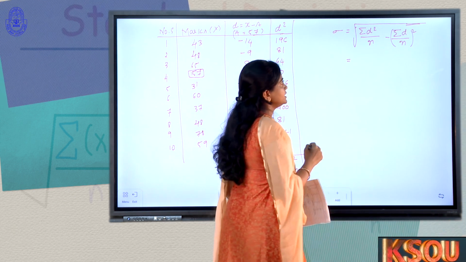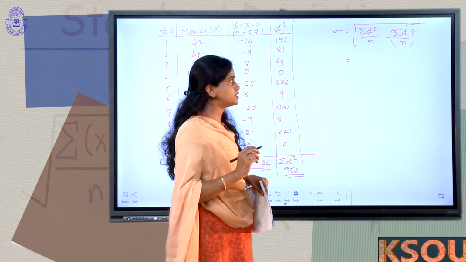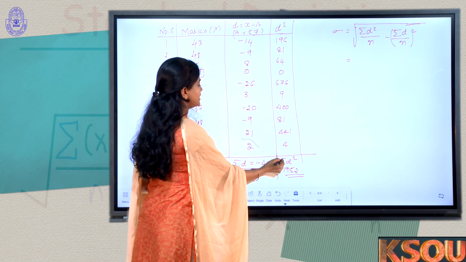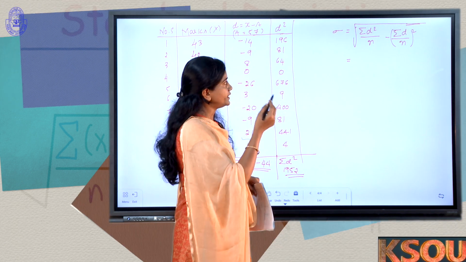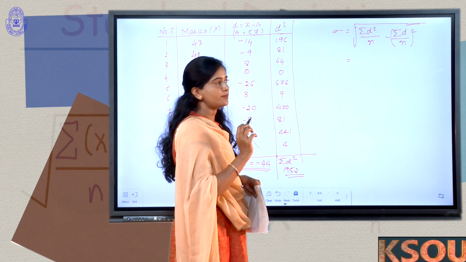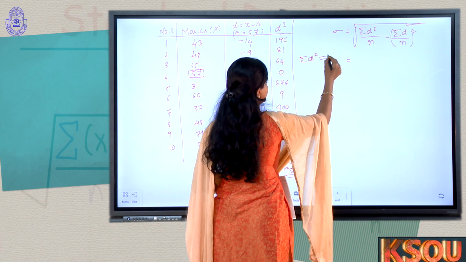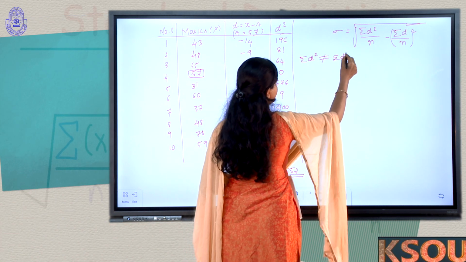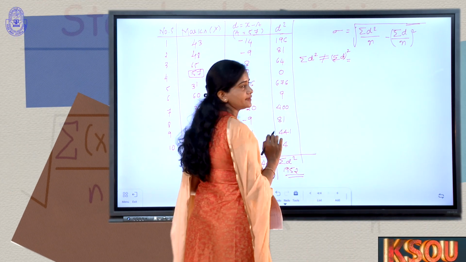After getting these two values, you can easily calculate the standard deviation by applying this formula, that is square root of sigma D square by n minus (sigma D by n) whole square, where sigma D square is, see here, sigma D square is different from (sigma D) whole square. Sigma D square is not equal to (sigma D) whole square. This one is different and this one is different here.